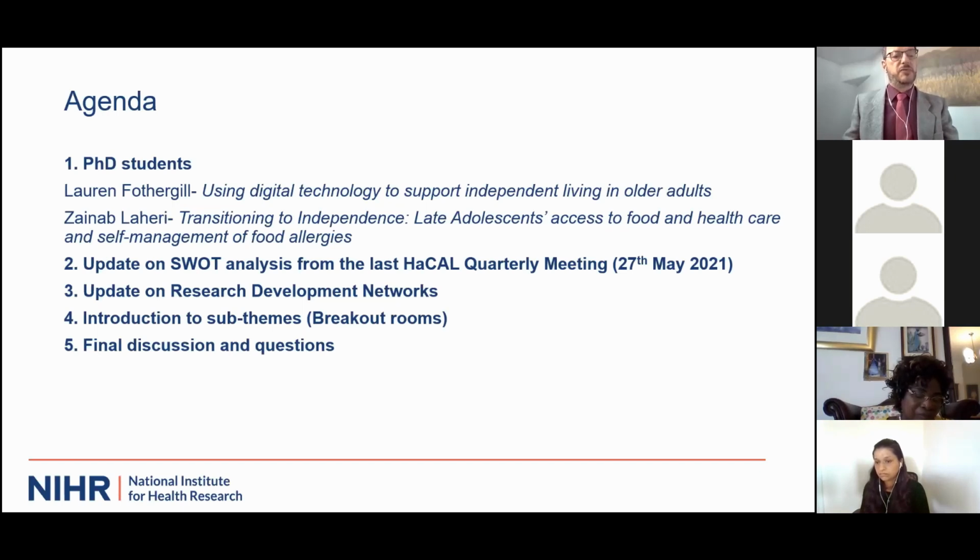Then we're going to have an update on where we're up to with our research development networks that we're hosting. And then we're going to do some more active work looking at the sub-themes, of which there are 6 in this theme, and we're going to put you into breakout rooms. Over the course of the 30 minutes, we'll have a look at all of those sub-themes and get ideas from you about what we should be doing. That's our big ticket projects from within the theme. And then we'll end up with final discussion and questions.